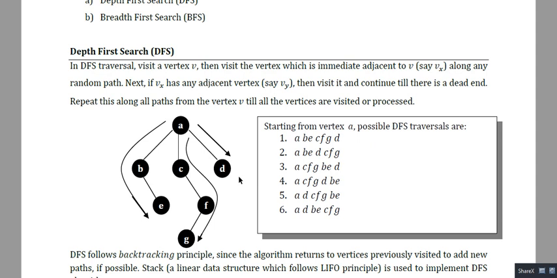Okay, so for a given graph, if you are asked to find the DFS traversal, the answer may vary. Why? Because student 1 can follow this path first, then this, then this. Student 2 will follow this one first, then this, then this. Student 3 will follow this one, then this one, this one. So these are the possible traversal expressions for this given graph. Okay.